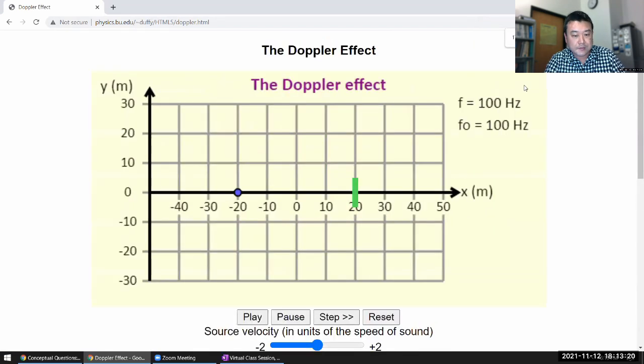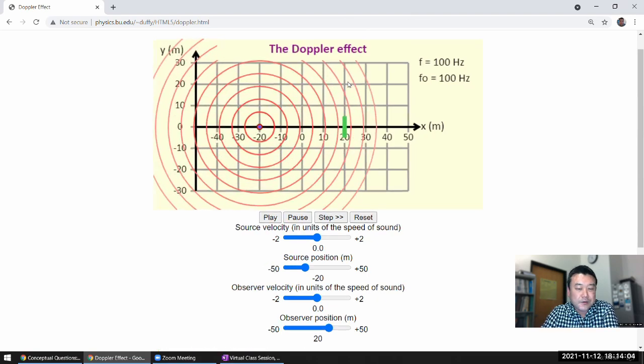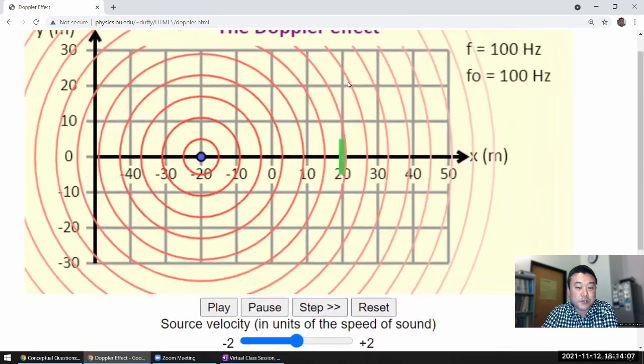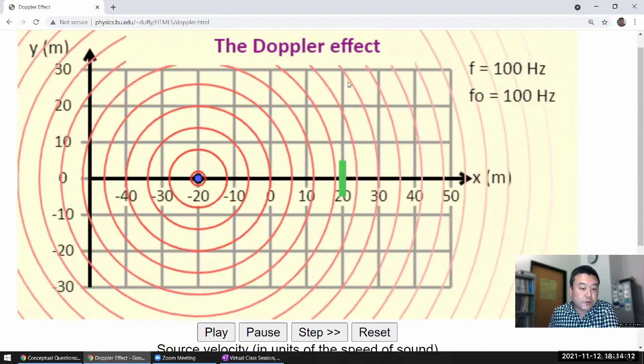It's a simple simulation. By default, it sets up a situation with the source and the observer at rest. It has some frequency of emitted sound waves and some frequency at which it's observed. Let me just play, then you will see what the simulation visualizes. It's visualizing those pulsing, outgoing, circular waves, which you can imagine as wavefronts of a sound wave.